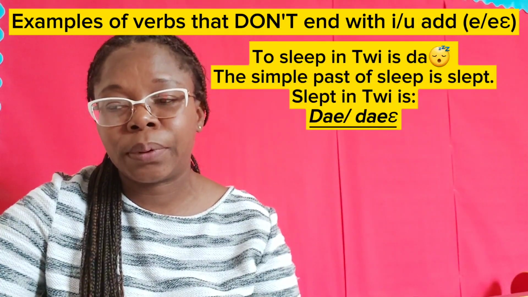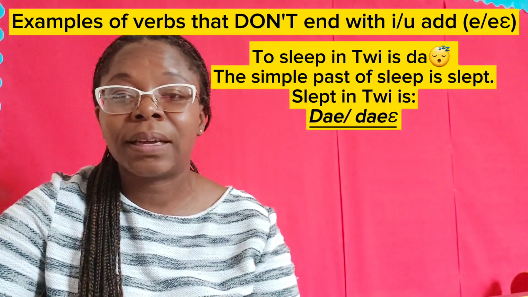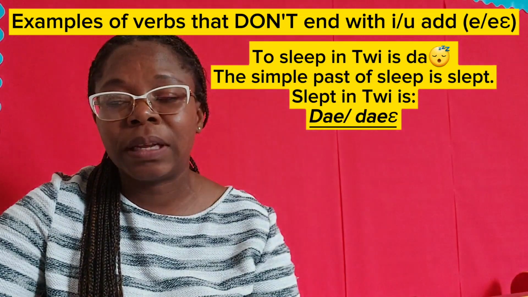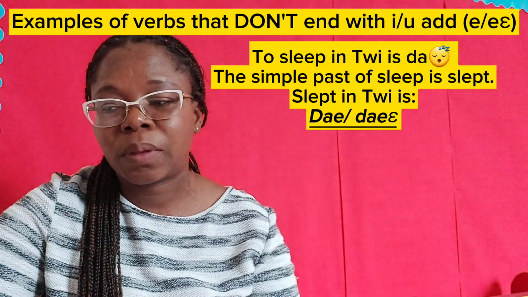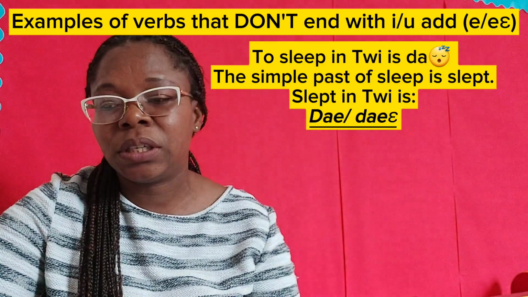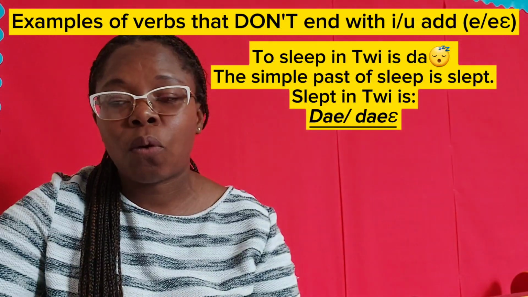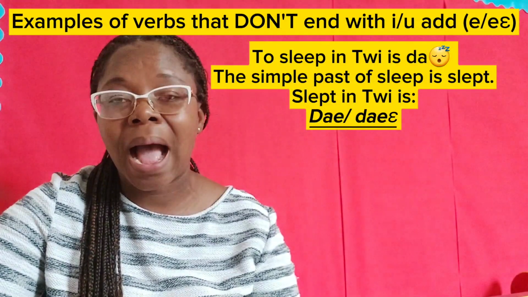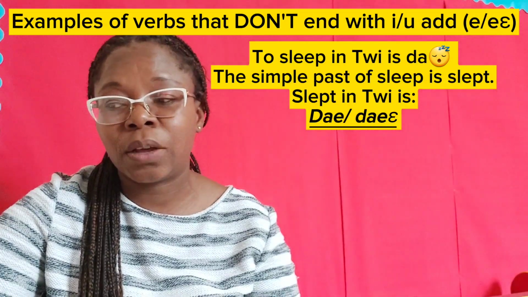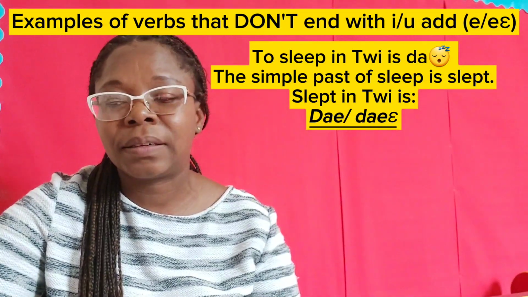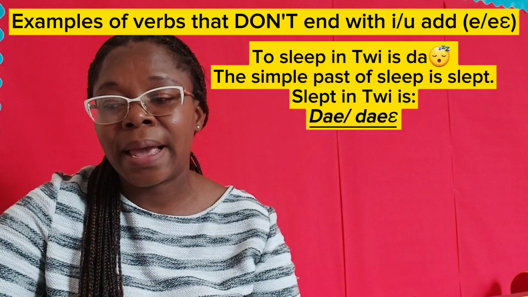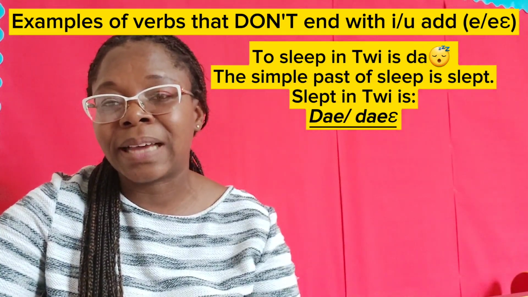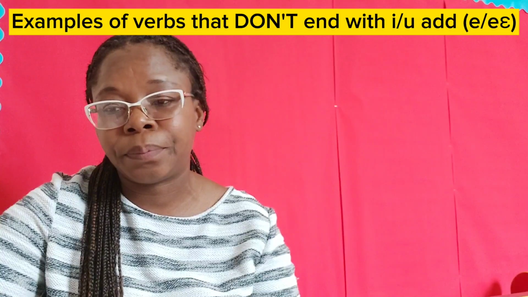To sleep in Chi is da. Simple past of sleep is slept. Slept in Chi is die or daye. Da ends with a and not e or u. So we add e to the verb da to get die or daye.